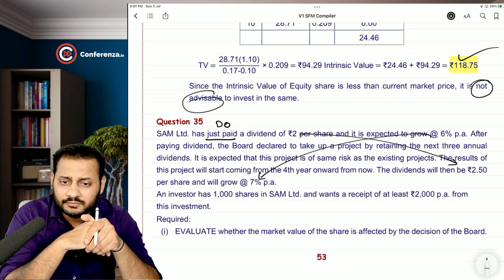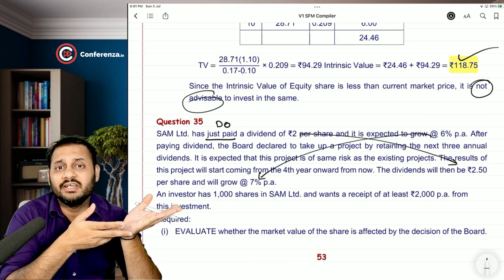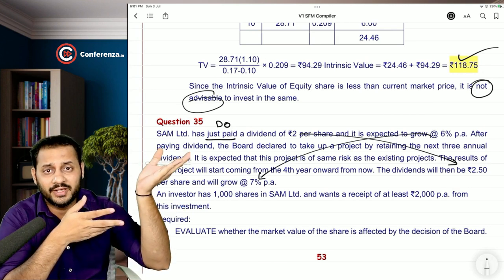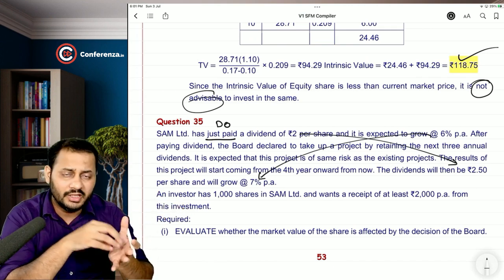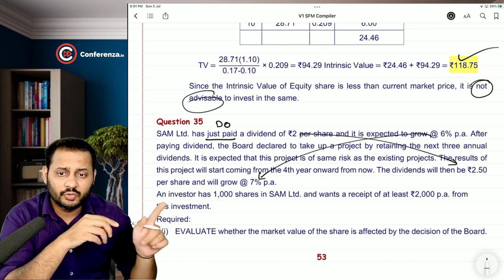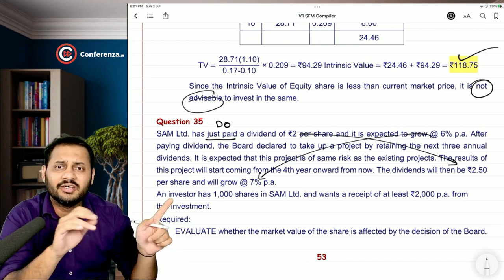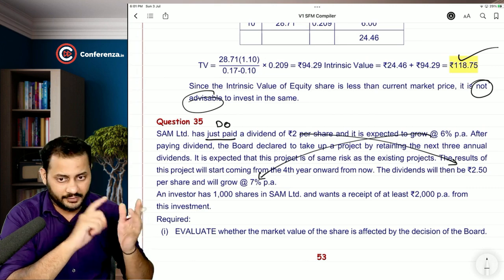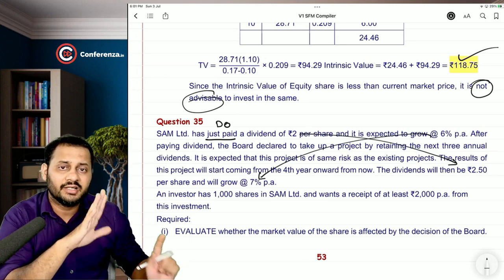That's it. If an investor wants 2000 rupees anyhow, even though the board is not paying the dividend and the investor is demanding the money, how is it possible? Only by selling the share. Because the owner of the share is the investor and he wants money, he will sell the share if he is not getting the dividend. Evaluate whether the market value of the share is affected by the decision of the board.